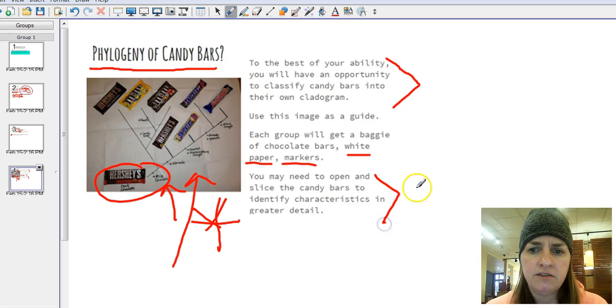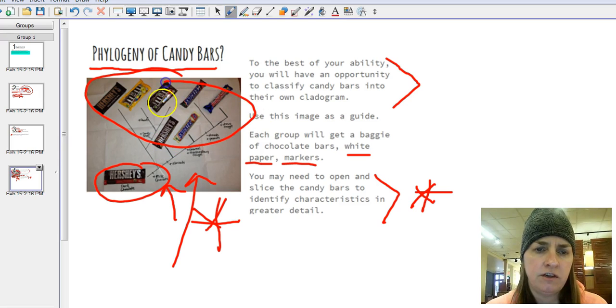One thing to keep in mind is that the candy bars shown here are not necessarily the ones I'm going to give you. There's going to be different ones. You also need to keep in mind that you may need to open your candy bars. Do not eat them. You're going to need to slice them open so that you can make further observations, because there may be some things in it that you don't know. You may want to consider looking at the ingredients to get very specific, okay?